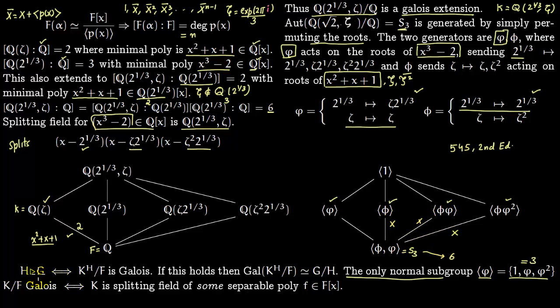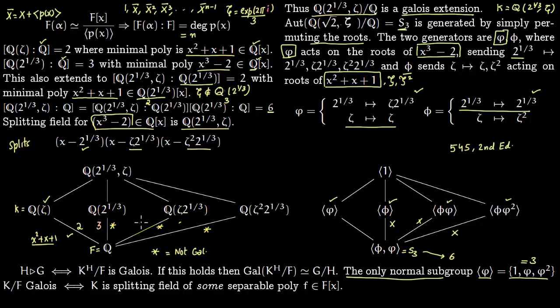So H is a normal subgroup of G if and only if KH over F is Galois. So these three we are saying are not normal subgroups. Obviously you will have to compute it to show that these are not normal subgroups. That means these three are not Galois extensions. So let us write it like this: this star means not a Galois extension. So these are not Galois extensions, but they are still extensions.